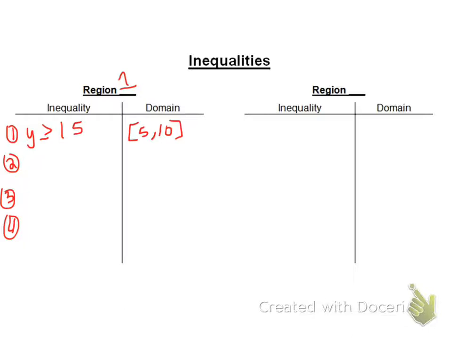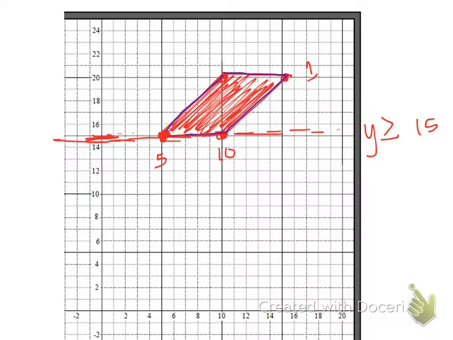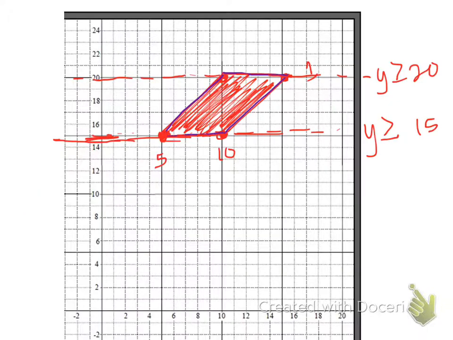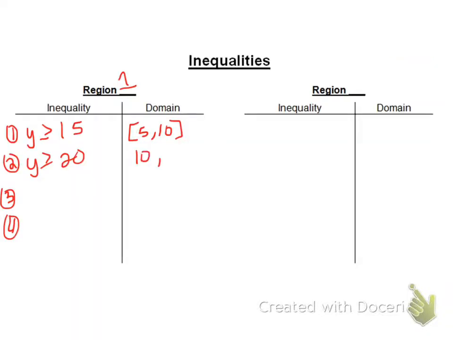So then let's do another one. Let's do the other horizontal line. This one is y is greater than or equal to 20. So I'm going to go back over here and do y is greater than or equal to 20. Okay, now where is that from? That's from 10 to 15. So right here I do from 10 to 15.